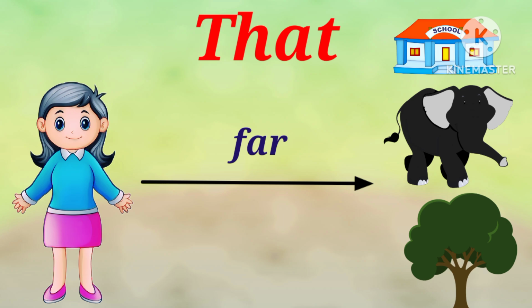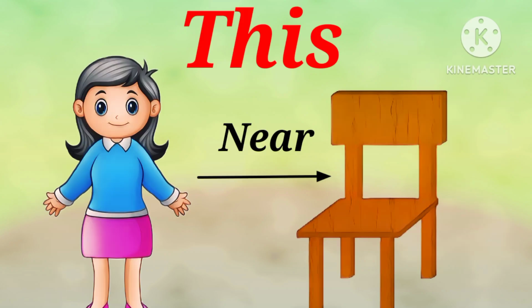So, kids, let's learn some examples of this and also that. So, let's learn with me. So, kids, in this picture, the chair is near to the girl. So, we use this. This is a chair.